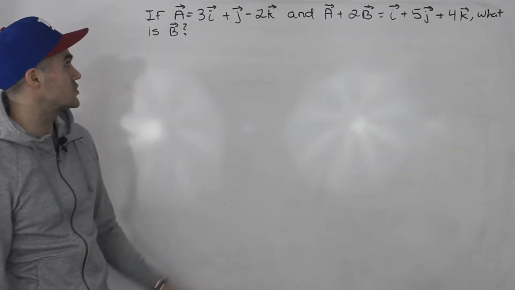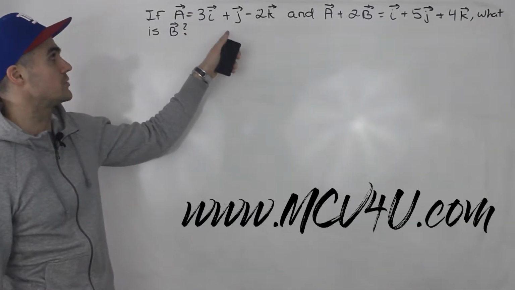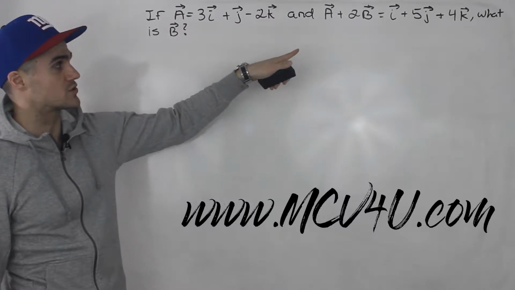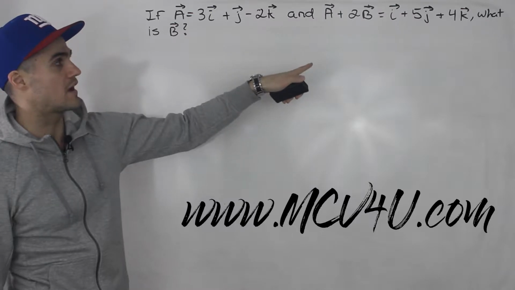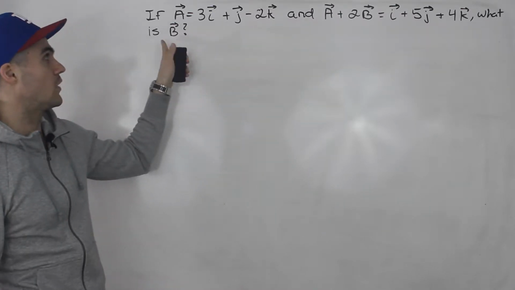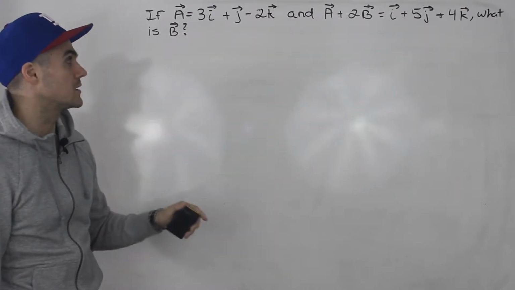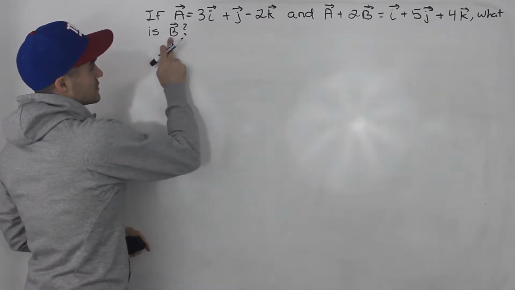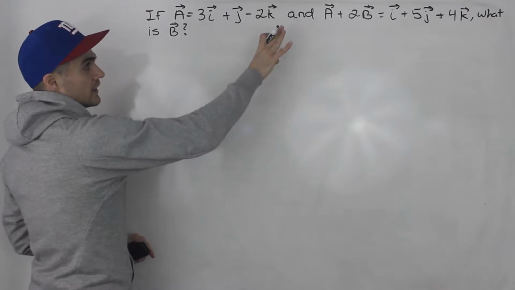Moving on to the next question. If vector A equals 3i plus j minus 2k, and A plus 2 times vector B is equal to i plus 5j plus 4k, what is vector B going to be? So we're solving for vector B. Notice that this is all in R3.